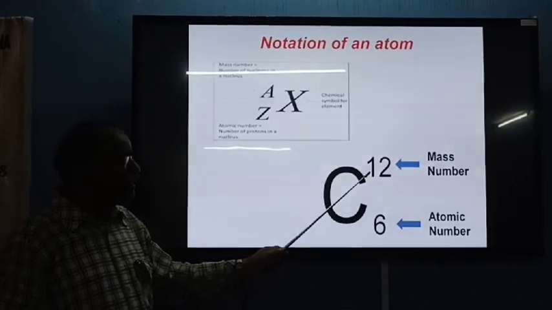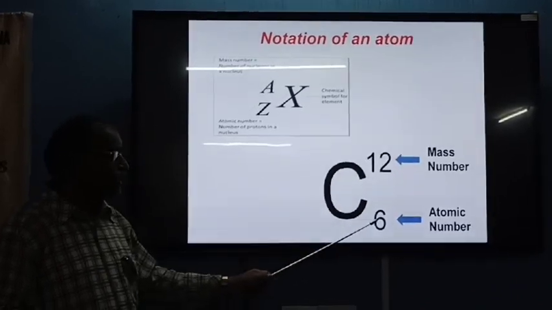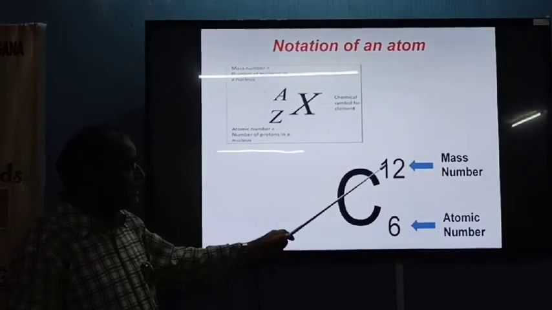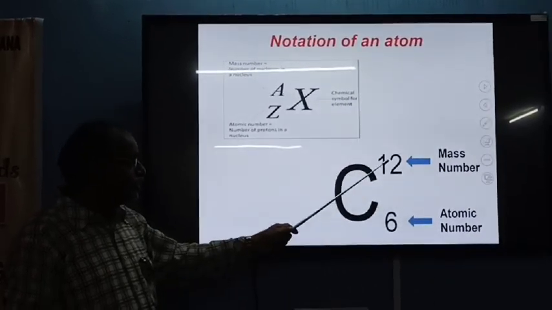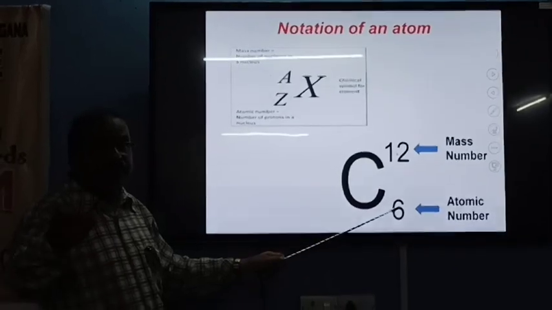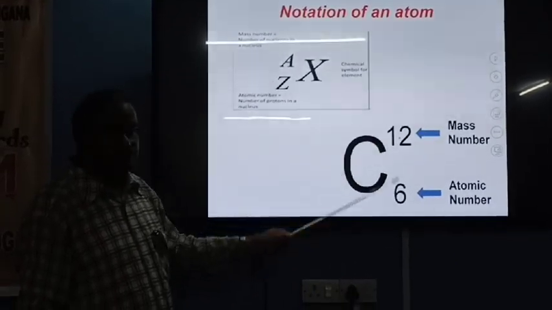So the top value will indicate the mass number, and this value indicates the protons. See, 12 is the mass number. Out of that 12, 6 are protons. The remaining are neutrons: 12 minus 6 are the neutrons.